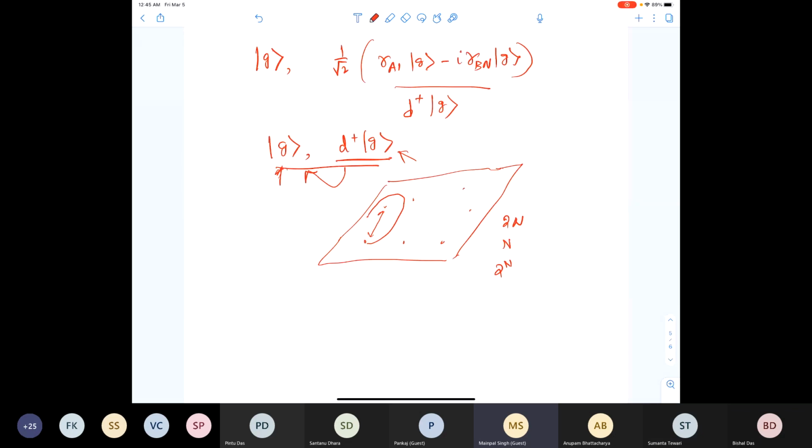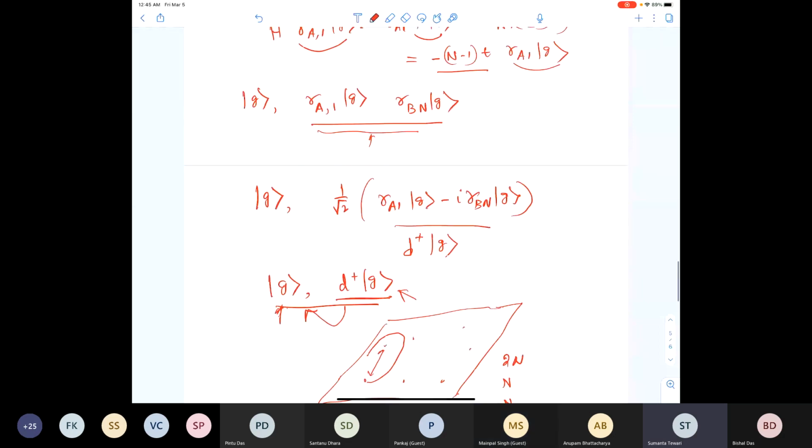As we have seen in the Kitaev chain, the two Majorana modes, one at the starting end and the second Majorana mode at the end of the chain, are very far away, but they are dependent on each other, not independent. These states are not independent. Gamma A1 and gamma BN.